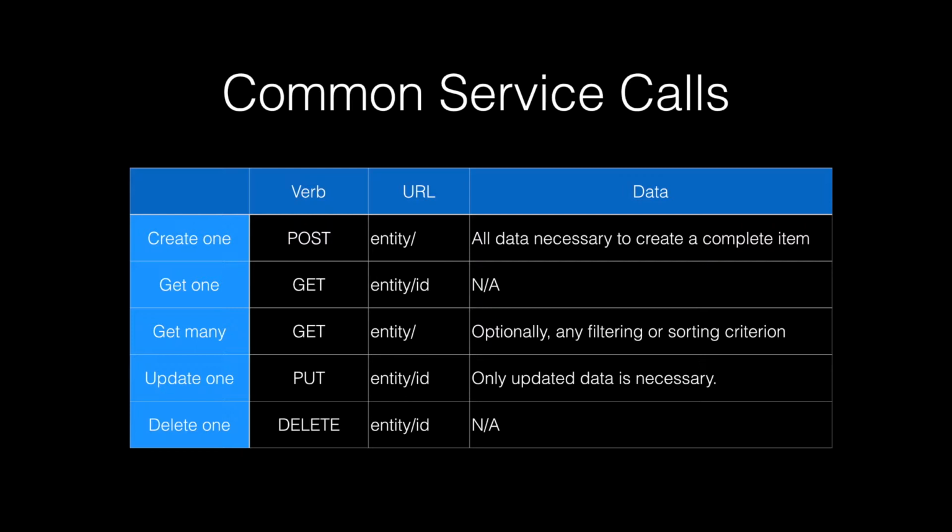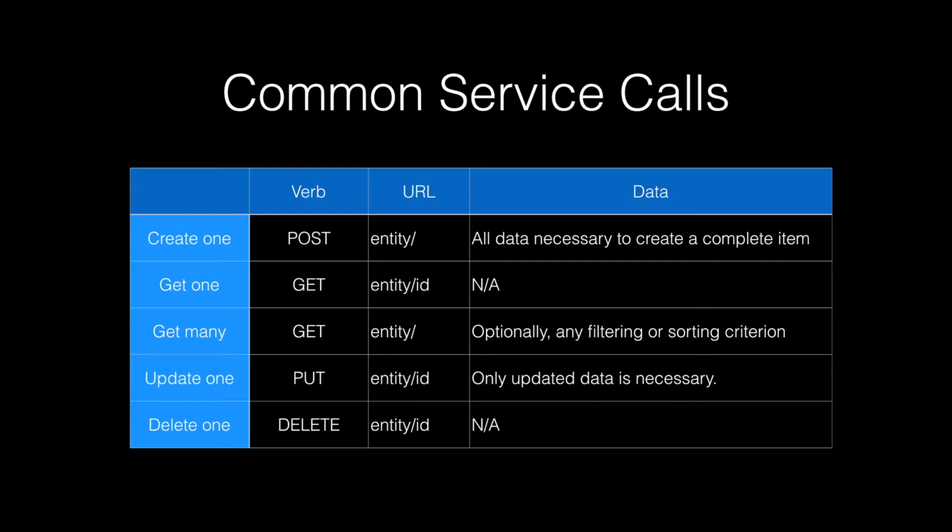With the get many, on the other hand, this is where optionally we might send some filtering or sorting criterion in order to get back a list of many of those items. So creating one Lego entity in the post form there, or getting many of the Lego entities, and perhaps providing some sort and filtering.